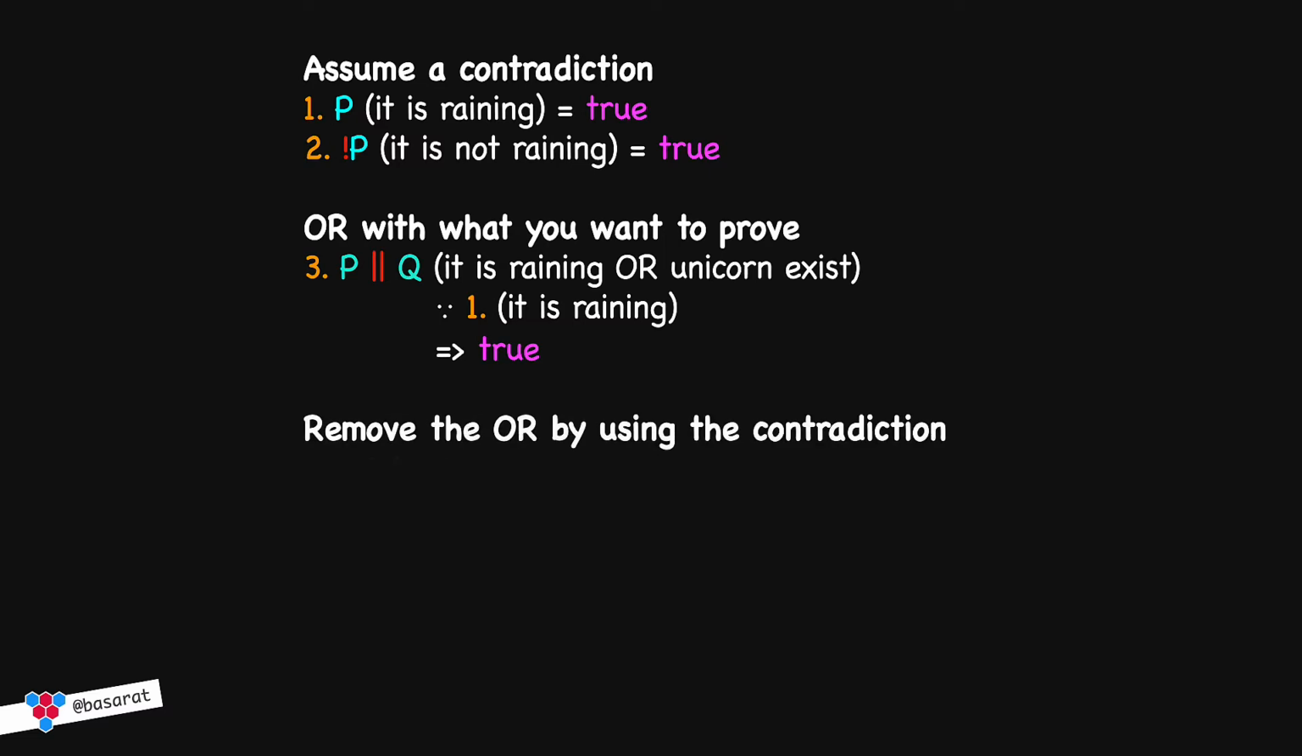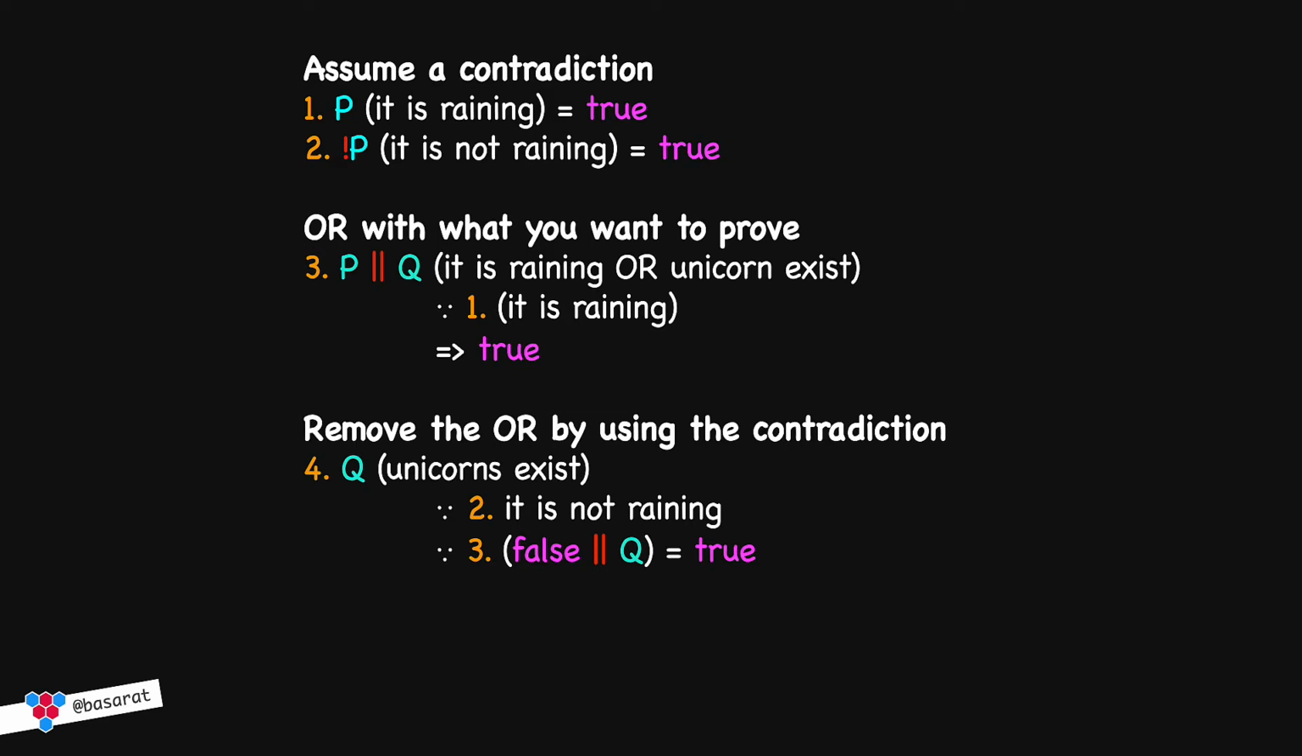Let's see if Q by itself, unicorns exist, is true or false. Now, because we assumed a contradiction to be true, which includes that it is not raining is true, therefore the statement "it is raining" is essentially false. So "false OR Q" is true, and we've already proven in step 2 that this is true. Now, if "false OR Q" is true, the only way that can happen is if Q is true, and therefore unicorns exist.